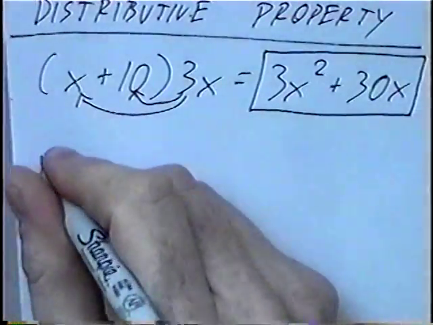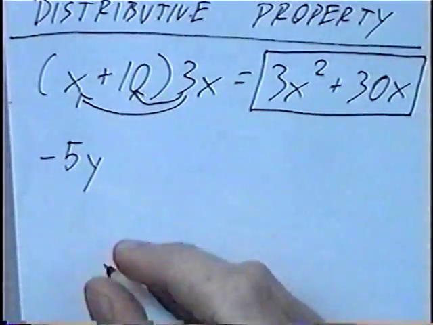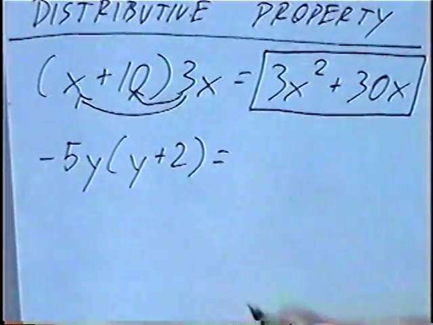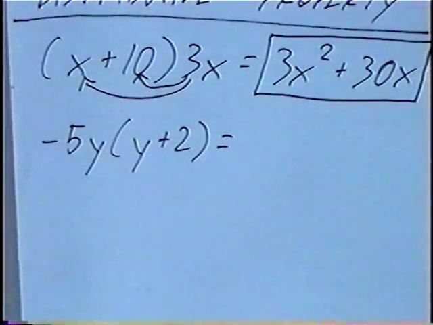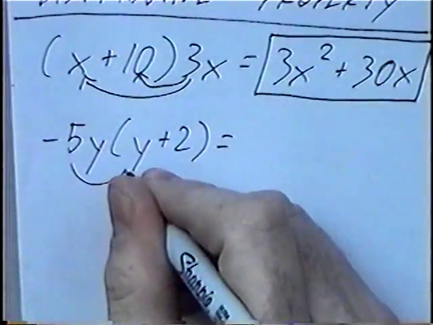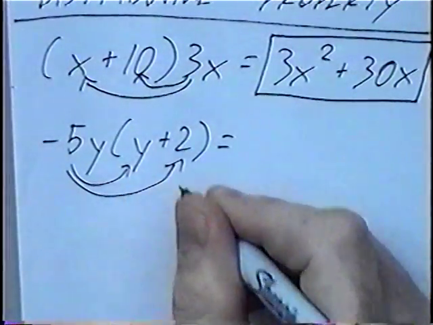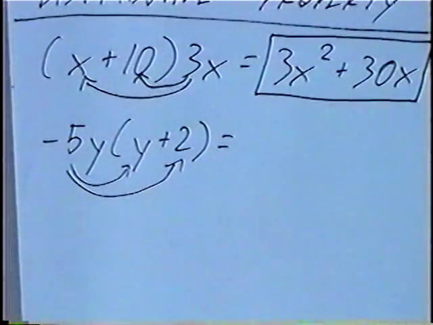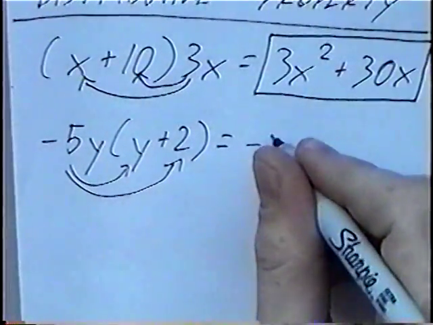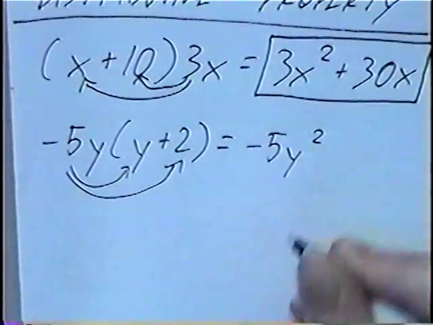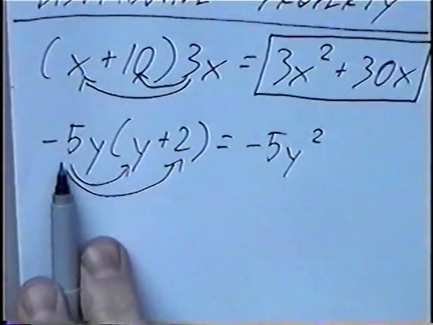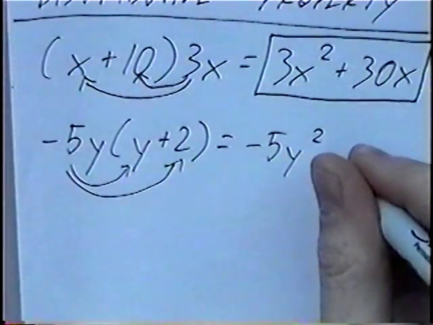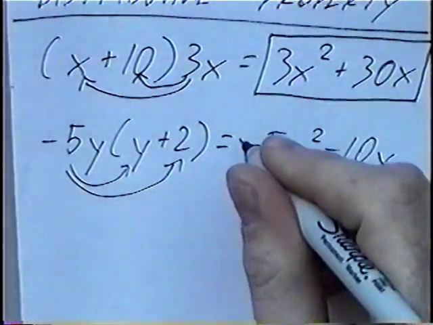Second question, negative 5y, and inside parentheses y plus 2. Multiplying the term outside by each term inside. This time we have a negative 5y, and we're multiplying by y, so that'll be negative 5y squared. And negative 5y times a positive 2 would be negative 10y.